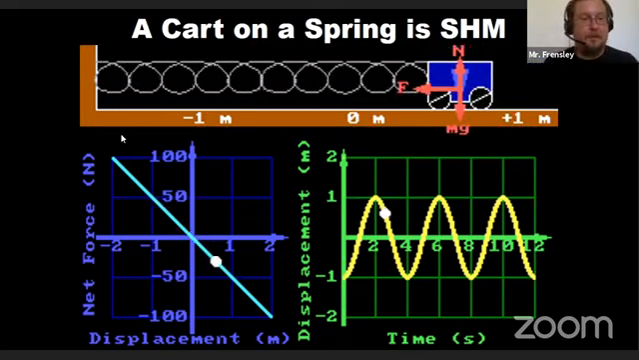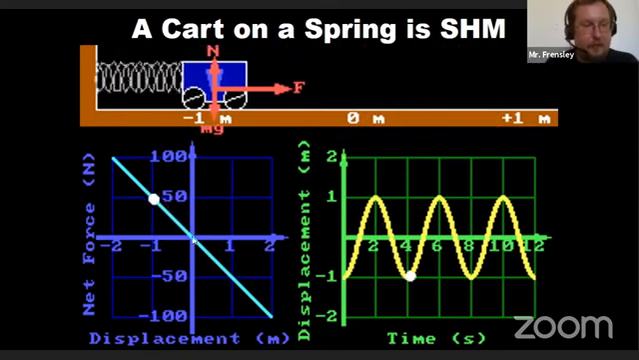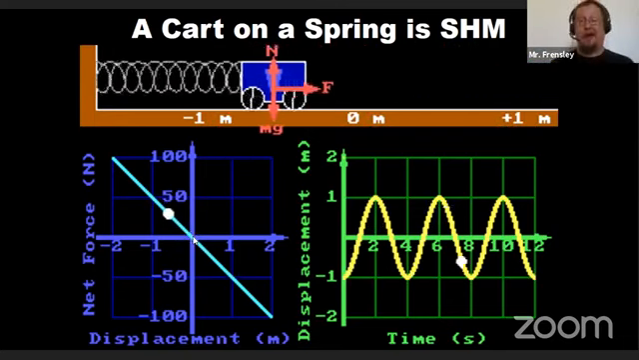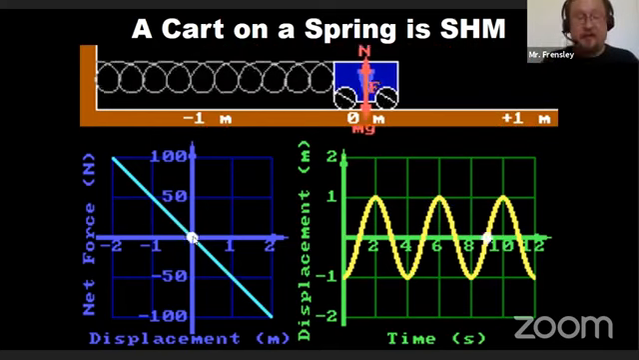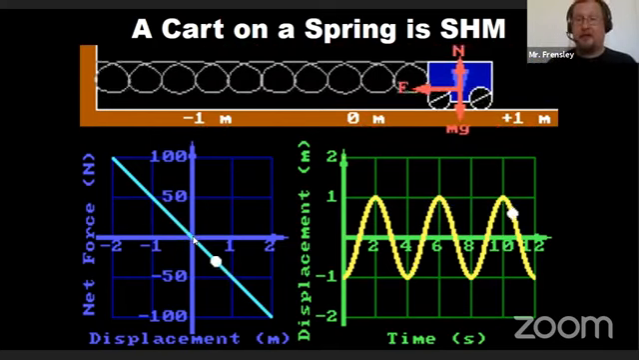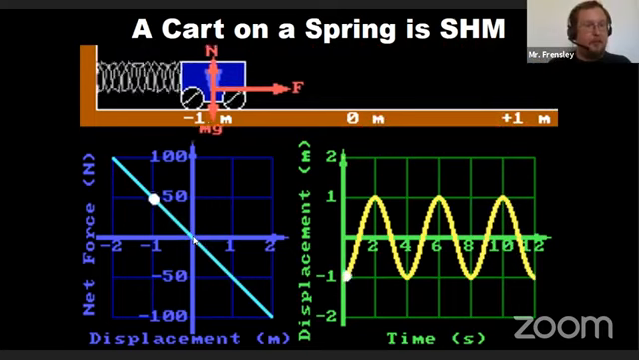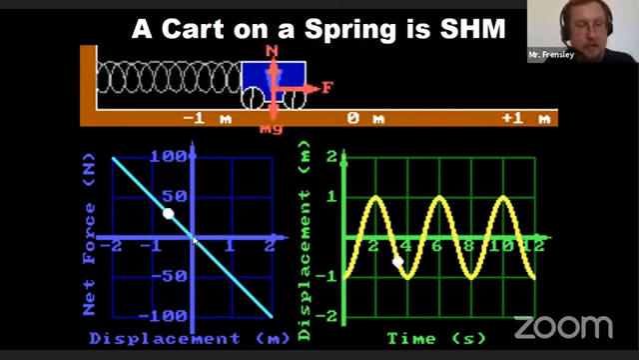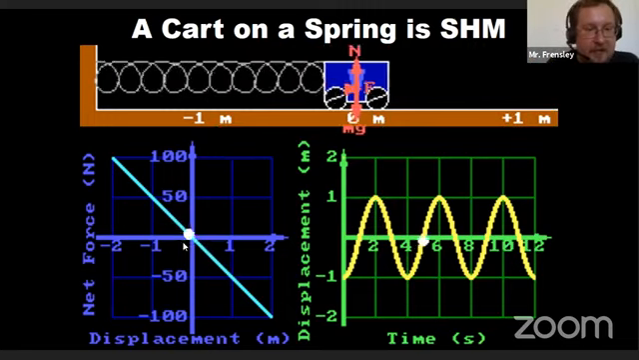We've got this cart. It's on a spring. Let's look at this force graph. The force is directly proportional to displacement. How do I know? Line through the origin. That's what directly proportional means. So if anybody ever says, hey, are these two things directly proportional? Check. Line through the origin, got to be both. Line through the origin.